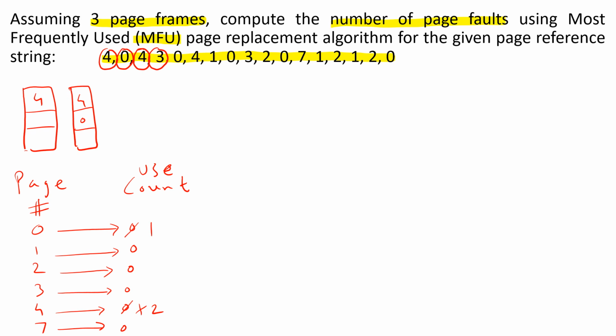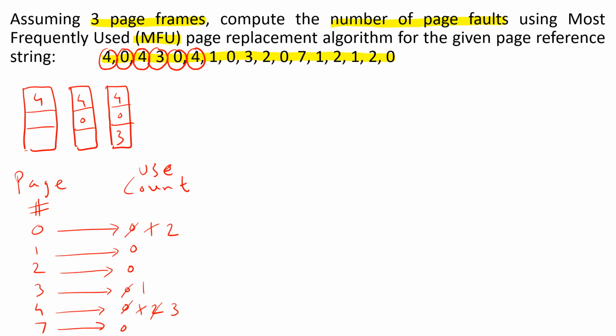Then we need page 3. It's not there in main memory, so we bring that page into main memory. So we have 4, 0, 3. Since 3 is used, the use count will be 1. Then we need page 0. It is already there, no page fault, we simply use the page. The use count for that page becomes 2. We need page 4. Page 4 is also there in memory, you simply use it, but make sure to increment the use count. So that's 3.